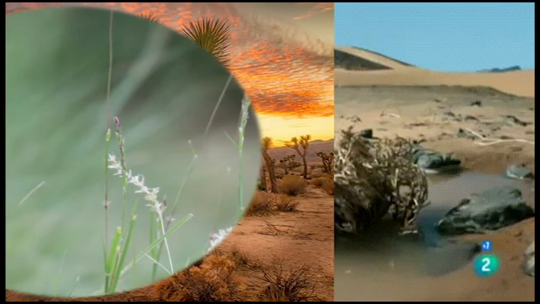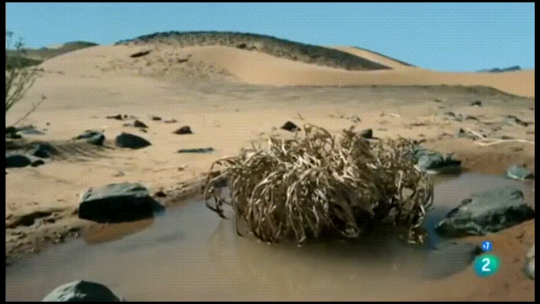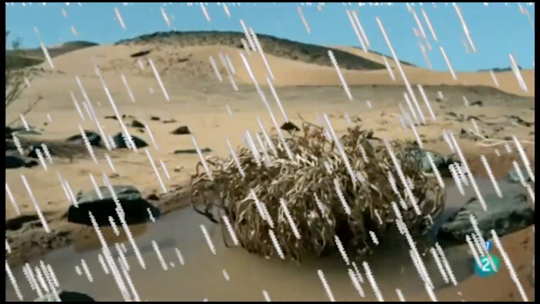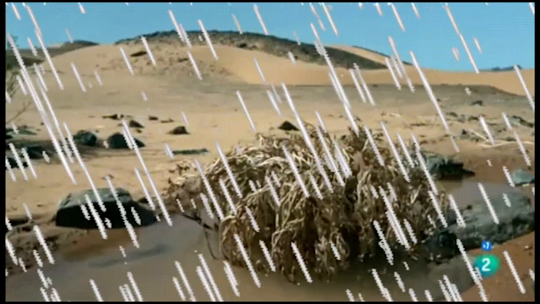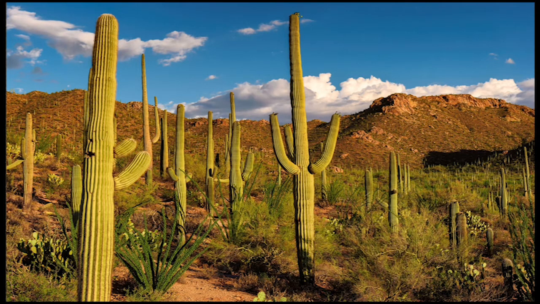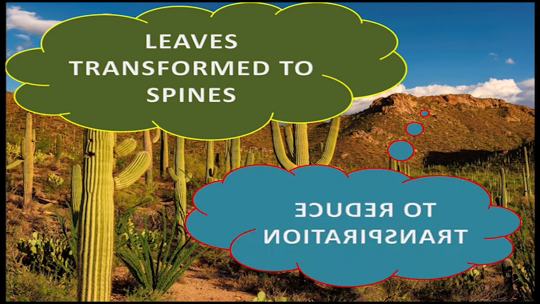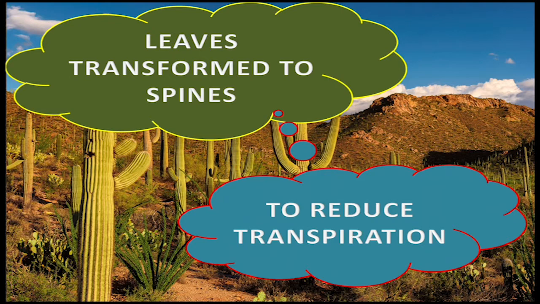Some desert plants bloom and flower only when it rains. Some plants like cactus store enough water in their stems to last until the next rain. Desert plants lose very little water through transpiration. The leaves are either absent or very small, or they are transformed into spines, which helps in reducing loss of water from the leaves through transpiration.